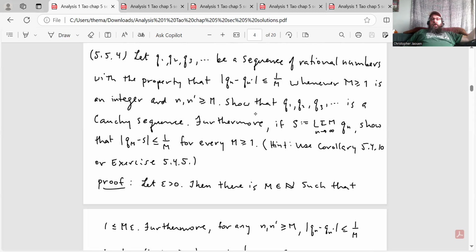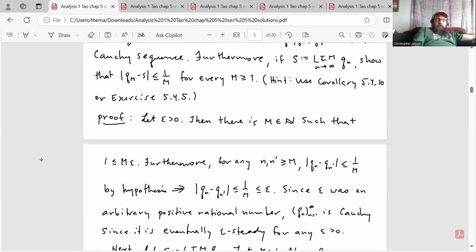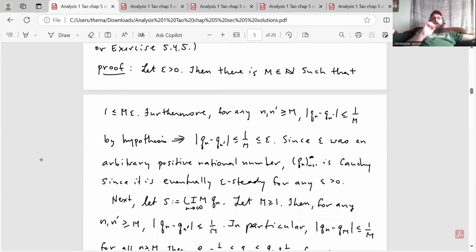Furthermore, if s is equal to the formal limit of the qn as n goes to infinity, show that the absolute value of qm minus s is less than or equal to 1 over m for every m greater than or equal to 1. He gives us a hint here as well. He says use corollary 5.4.10 or exercise 5.4.5. I use corollary 5.4.10, and you'll see in the proof that's what I did. Okay, so here's my proof.